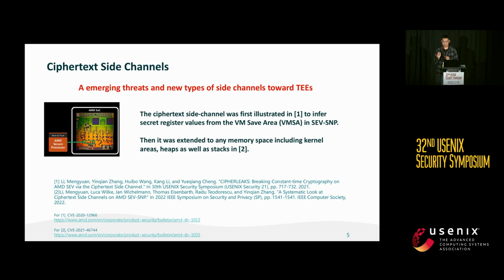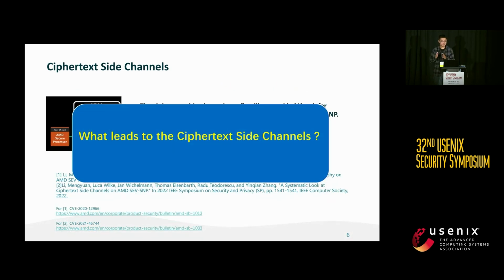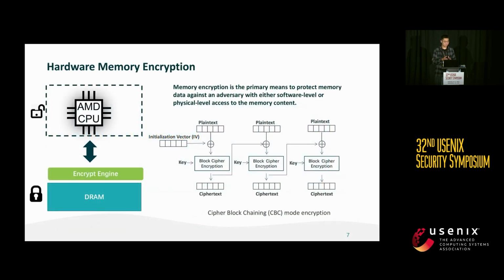Now, in this work, we focus on a new type of side-channel, named ciphertext side-channel, which is the emerging threat toward TEEs. The ciphertext side-channel was first illustrated in 2021 and was extended in 2022. Okay, now the question is, what leads to the ciphertext side channels? In order to answer the question, let's first see the hardware memory encryption used in TEEs.